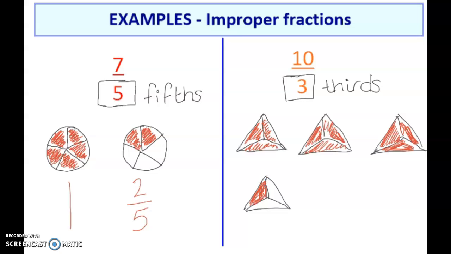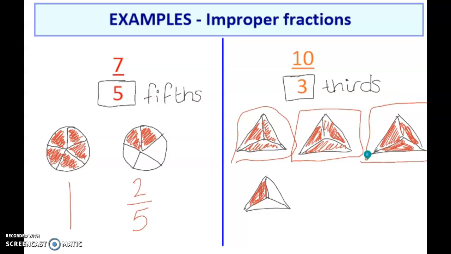Okay. How many whole triangles have I coloured in? I've coloured in all of this one, all of this one, and all of this one. I have coloured in 3 whole triangles. And how much do I have left in my last triangle? I've got 1/3 left. So 10/3, the improper fraction, is 3 1/3 as a mixed number fraction.